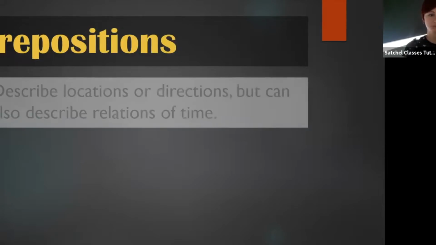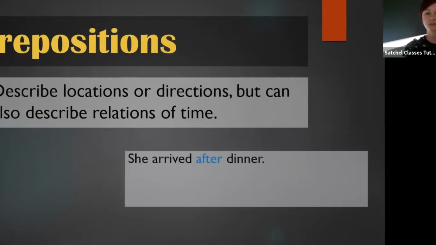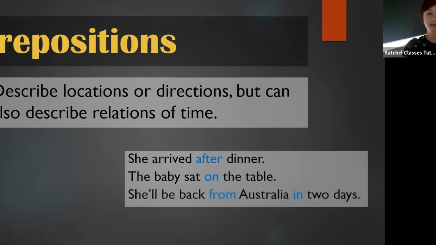So prepositions. Again, as I said, they describe locations or directions, but can also describe relations of time. So she arrived after dinner. The baby sat on the table. She'll be back from Australia in 2 days. So as you can see, it just gives that extra bit of detail of what someone is doing, where they are positioned.